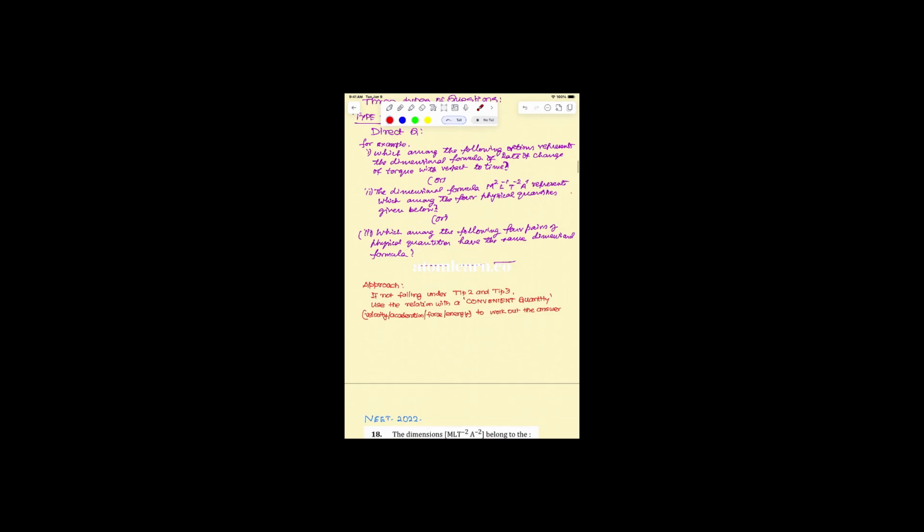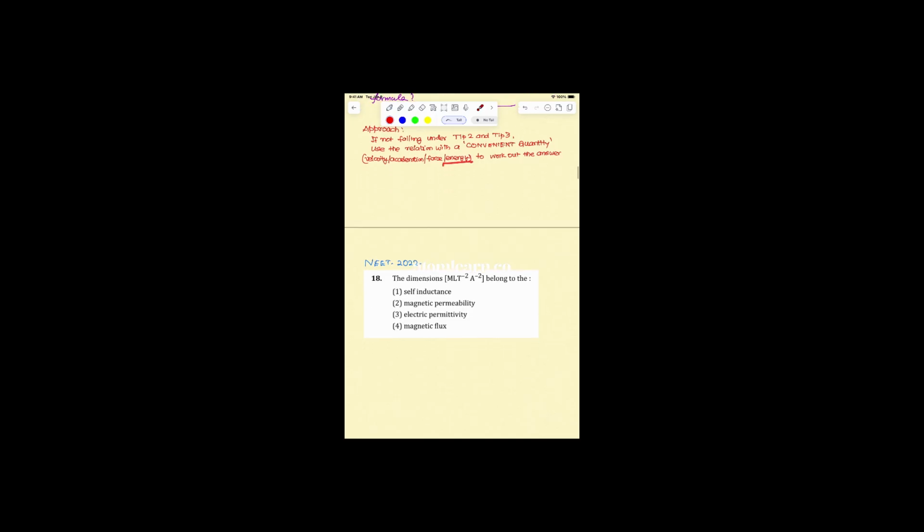Then the second type, as I said, if not for this approach, is the tip 1, tip 2, tip 3 quantities, which you will be able to write directly if they are there. Otherwise, use a convenient quantity, which is energy or force. That is the approach for this. Now, let's test our ability to apply whatever we have learned.